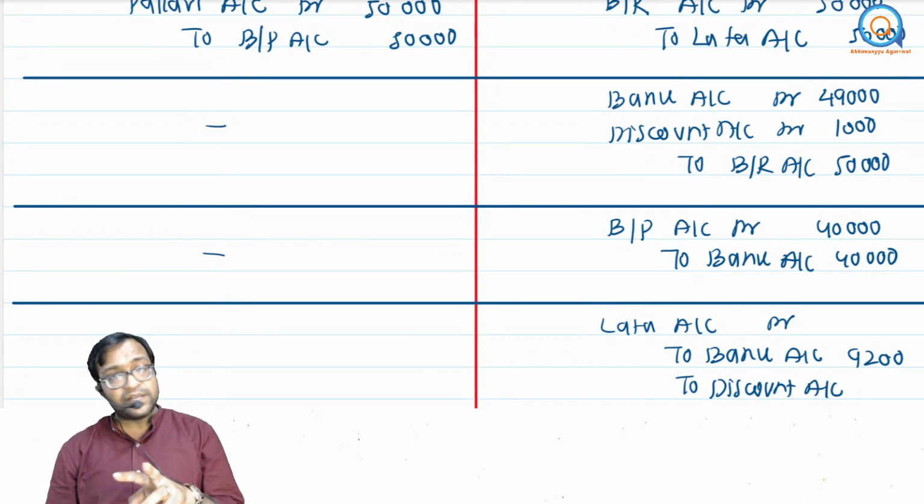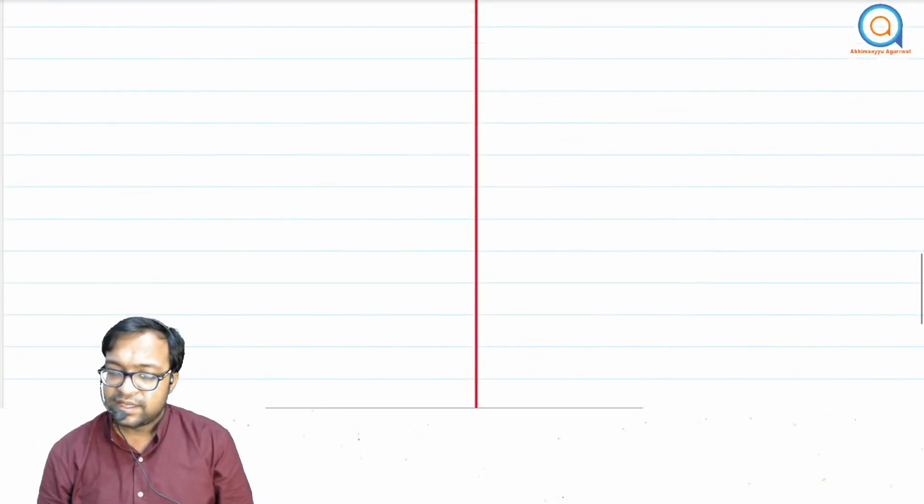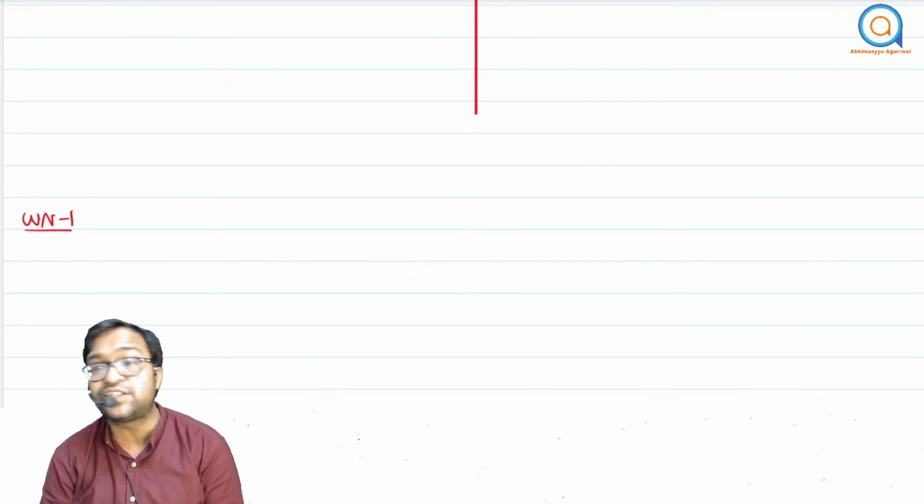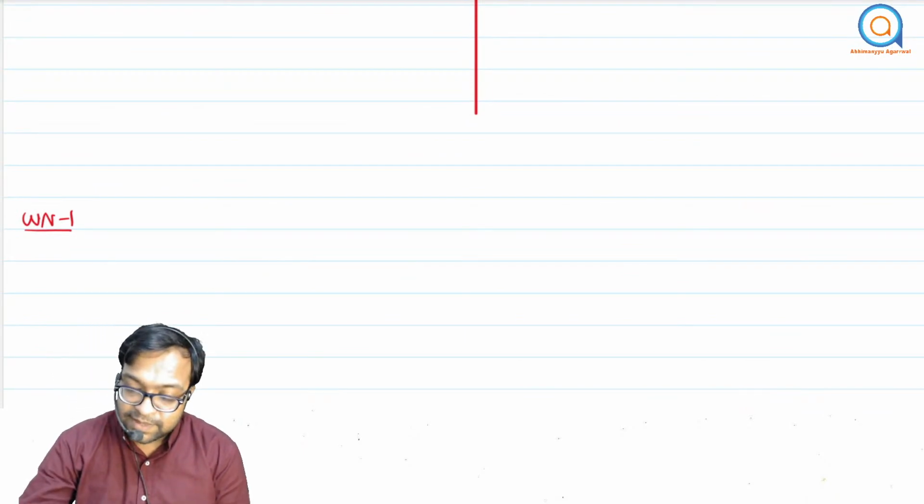The fund sharing ratio of the first bill and second bill is not the same, no? So how to find that? I think I should show you a working note. This is the trickiest part where students make mistakes. So I'm saying here, see, this is the second bill.